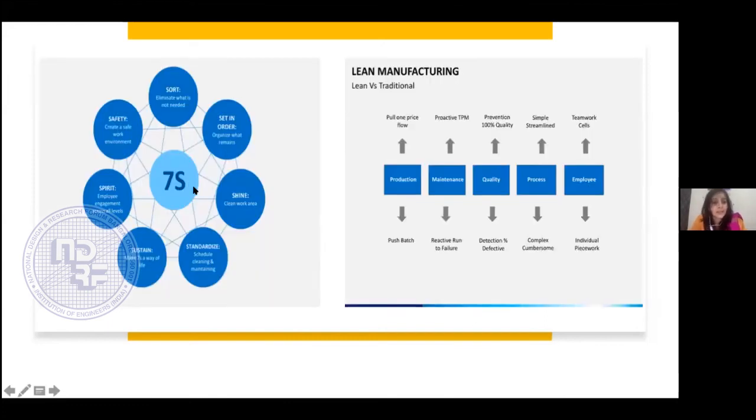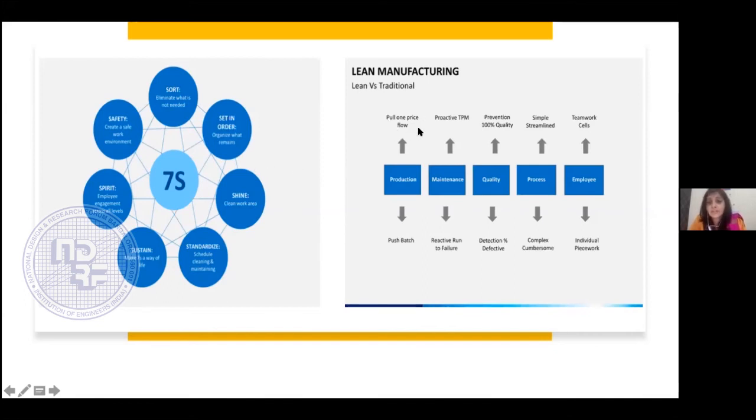Here is 7S, which is one of the key things in lean. It talks about sort, eliminate what is not needed; set in order, organize what remains; shine, clean work area; standardize, schedule cleaning and maintaining; sustain, make 7S a way of life, right? And then spirit is added to this, employee engagement across all levels. Finally, not to forget safety, create a safe work environment. So lean actually looks into all of these S, and they play a major role.